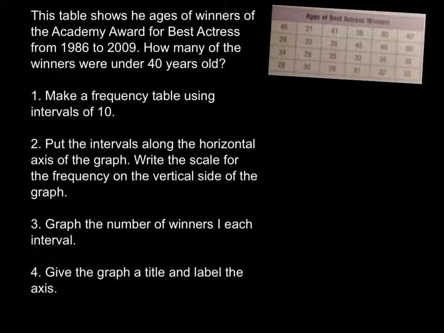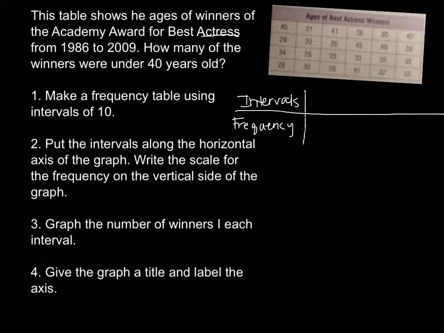Now this one says, so here we have a table that shows the ages of winners of the Academy Award for Best Actresses. So we've got females here. From 1986 to 2009. How many of the winners were under 40 years old? Okay, so first our step is to make a frequency table. We talked about these yesterday. So we have to write our intervals. We'll put that on the top and our frequency on the bottom.